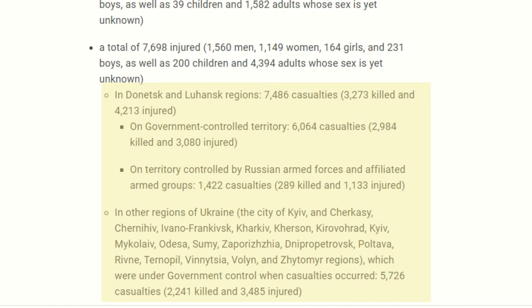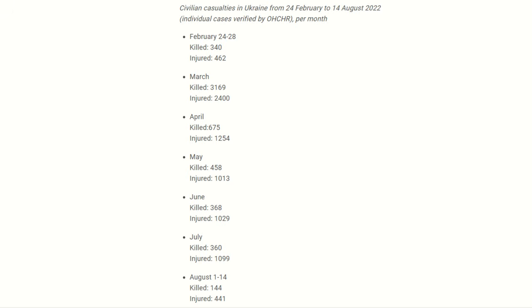And as I showed in the graphic earlier, the missile strikes have been widespread in Ukraine and the injuries and deaths have also occurred across the country. In terms of the timescales involved, I thought it was worth looking at the numbers of killed and injured over the period. In February, which only accounted for 5 days, 340 people were killed and 462 injured.